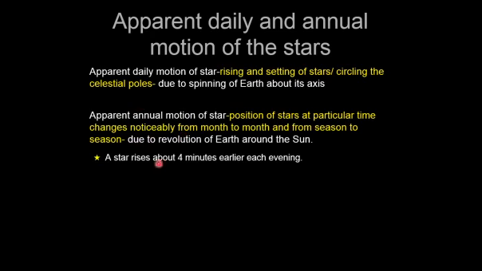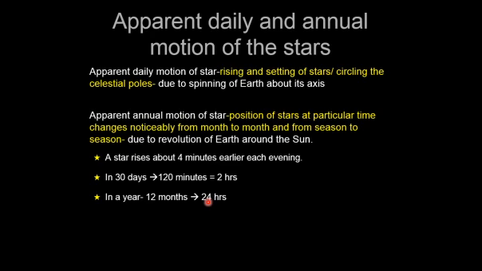And it is seen that a star would rise about 4 minutes earlier each evening. Why is that so? We have already mentioned the sidereal day is 4 minutes less than the actual solar day. So we feel that every time the star rises 4 minutes earlier. In a day it is 4 minutes. If you count up to 30 days, this would be 4 into 30, which is 120 minutes, that means 2 hours. After 1 month, the star would be seen to rise 2 hours earlier. So for a whole year, 2 into 12, that is 24 hours.